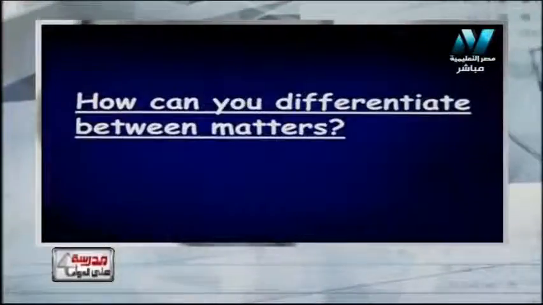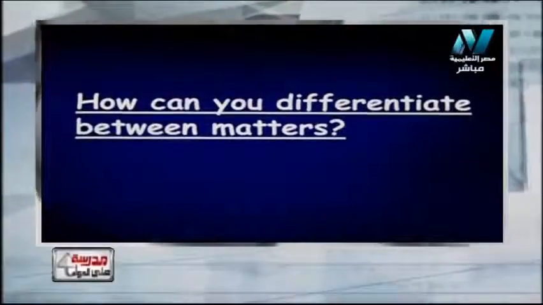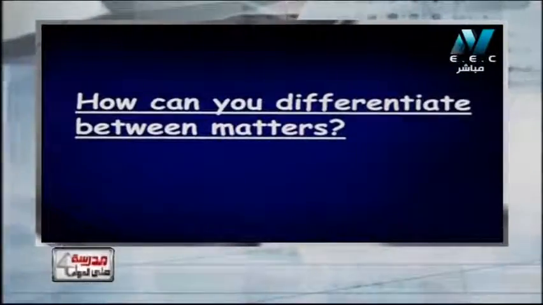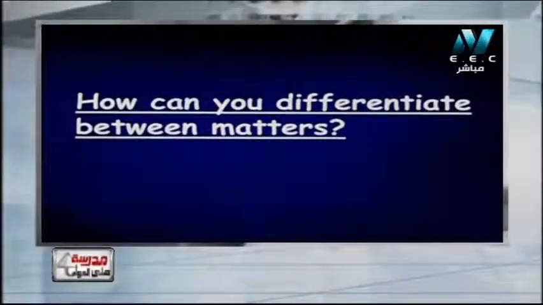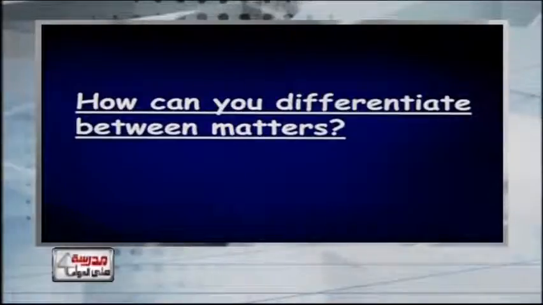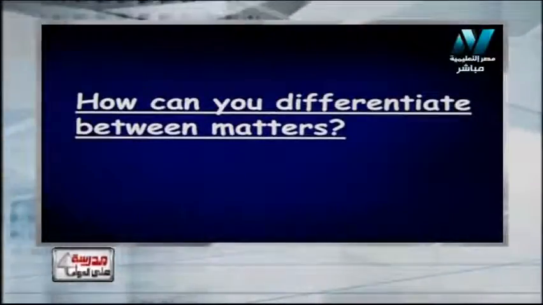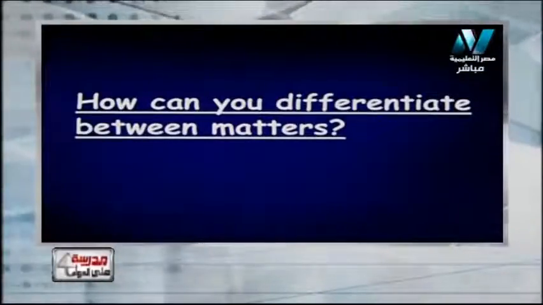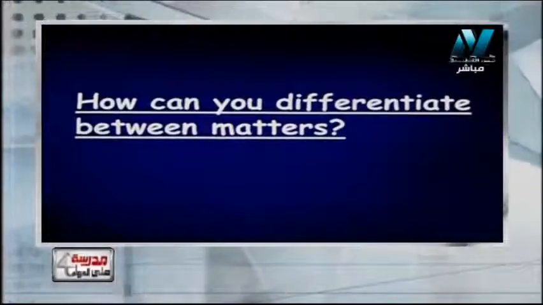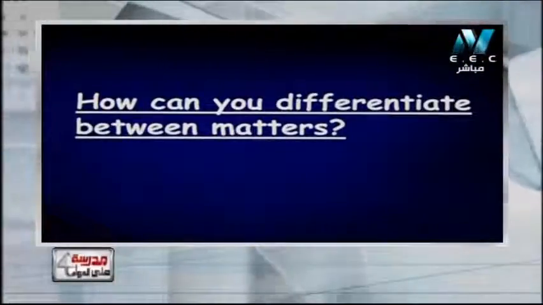So now, how can we differentiate between matters? How do I tell the different materials apart? For example, if you have iron, copper, gold, silver, nickel, flour, salt, sugar, wood, and so on, how can you differentiate between them? We have many characteristics, or many points of view.